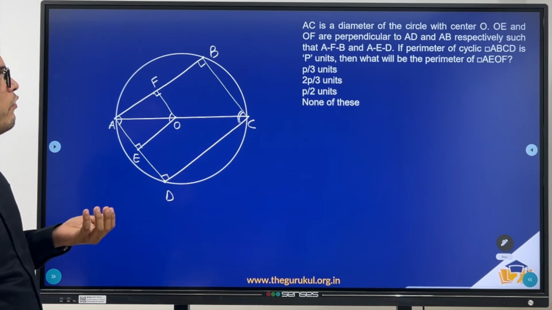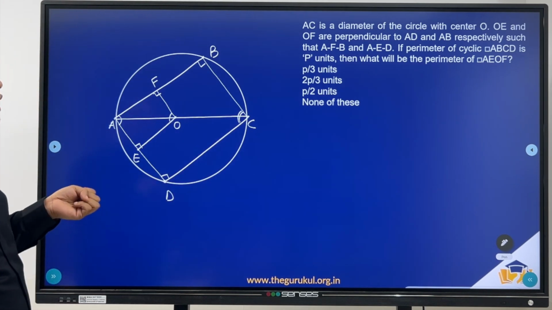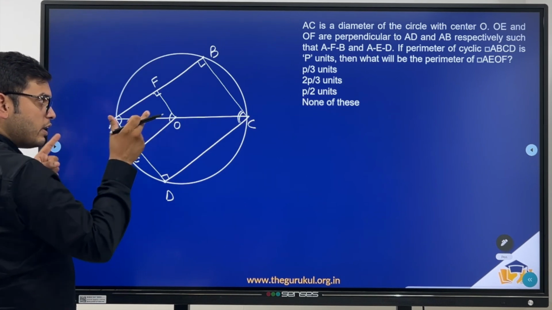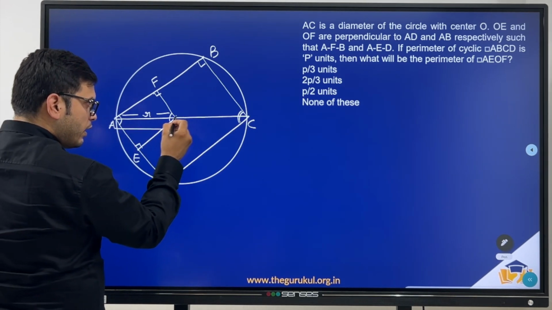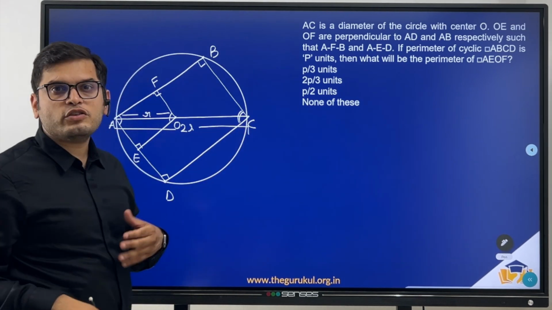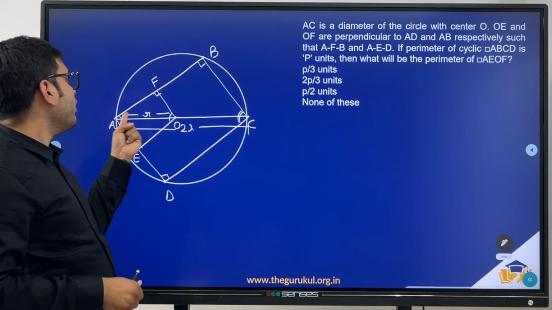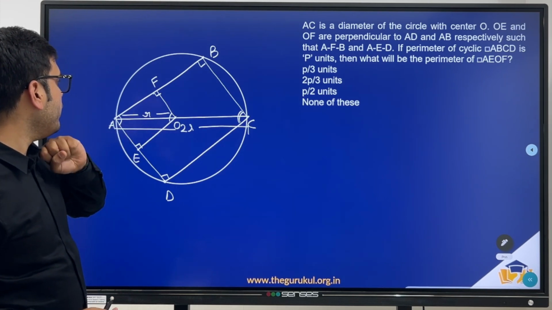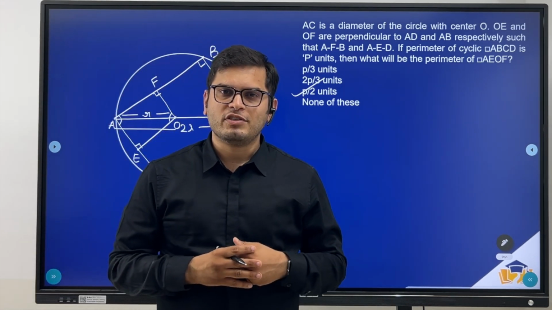Then what was asked? If the perimeter of cyclic quadrilateral ABCD is P, then what will be the perimeter of AEOF? Now if you observe, the length of the larger diagonal in this quadrilateral is R, whereas the length of the larger diagonal in the larger quadrilateral is 2R. So ratio of the sides should be in the ratio 1:2. So if the perimeter of the quadrilateral ABCD is P units, the perimeter of the smaller quadrilateral AEOF should be half of that. Hence, P by 2 units should be the answer to this question.